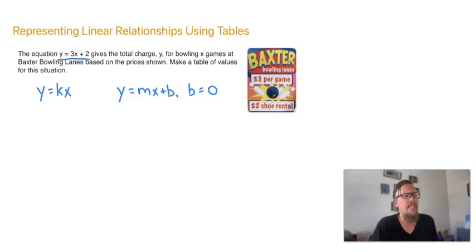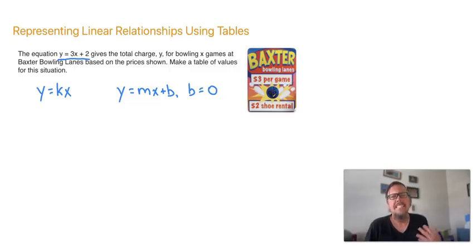So let's finish reading. It says the equation y equals 3x plus 2 gives the total charge, y, for bowling x games at Baxter Bowling Lanes based on the prices shown. Make a table of values for the situation. The prices shown are that each game costs $3 and the shoe rental is $2. You only rent shoes one time, so the $2 shoe rental happens just the first time we play, and then you add $3 for every game played after that.